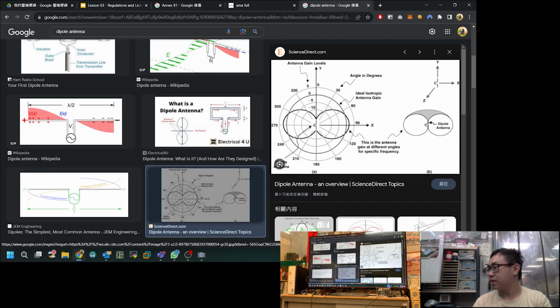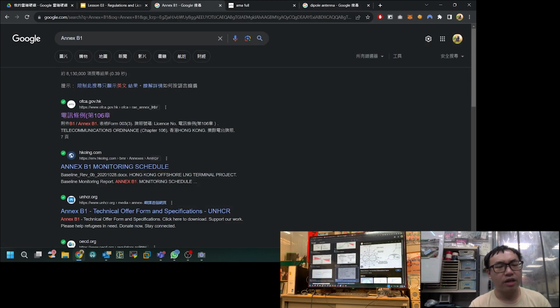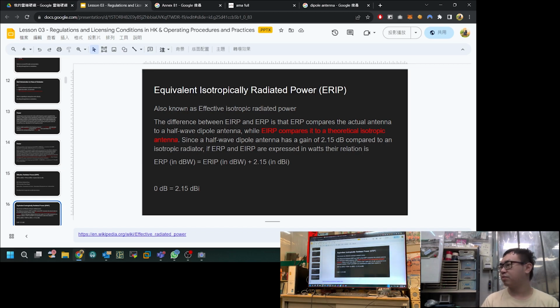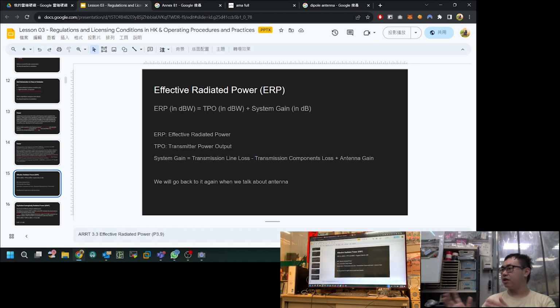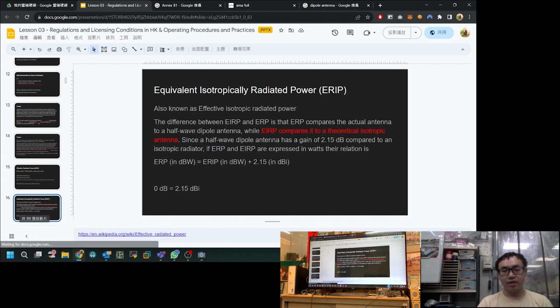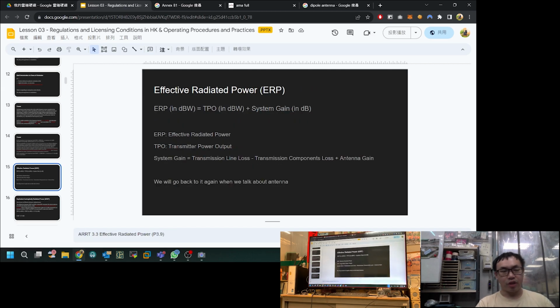ERP is always better than EIRP. I guess they are two different measurement systems, but they just ask you if your antenna has gain already. Sometimes if you are using a Yagi instead of a dipole antenna, then your gain will be different. It will have a much higher gain, right? But if you are using a dipole antenna or just an isotropic radiator, then you have a lower gain. The difference is which gain you're referring to, okay?